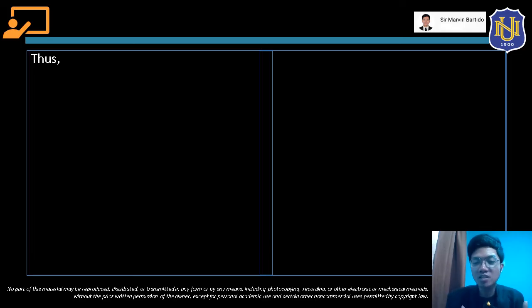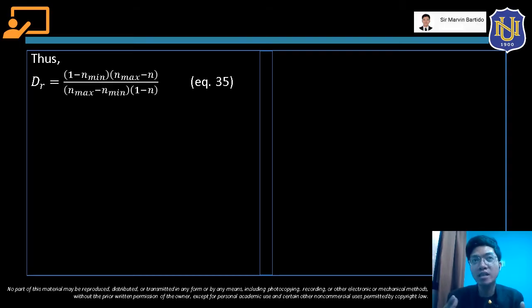Okay, so class, from the relationship of void ratio and porosity, we can therefore conclude that we can express the relative density in terms of porosity. So when we express it in terms of porosity, class, this is the result. This is equal to 1 minus N sub min, quantity, times N sub max minus N, over N sub max minus N sub min times 1 minus N. So class, this is already derived, no?